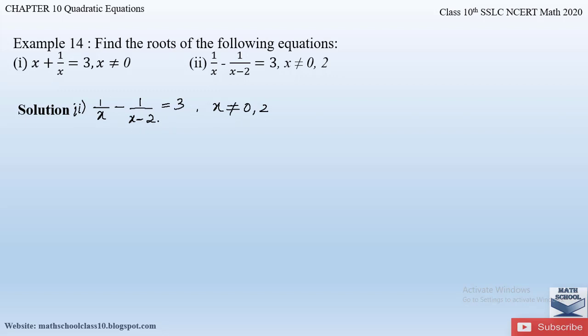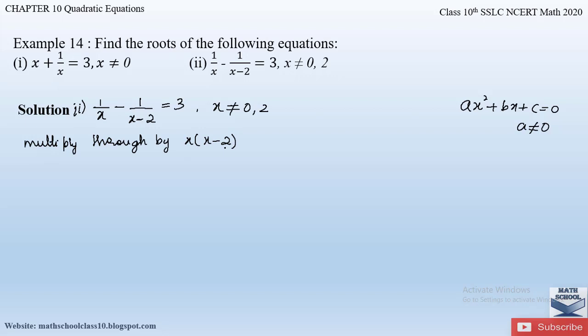So let us bring this equation into the form of a quadratic equation first. The standard form of a quadratic equation is given by ax square plus bx plus c equal to 0, where the coefficient of x square is not equal to 0. So again there are two methods. Either we can take the LCM, or we can multiply the whole equation by x into x minus 2. So let us multiply throughout by x and x minus 2.